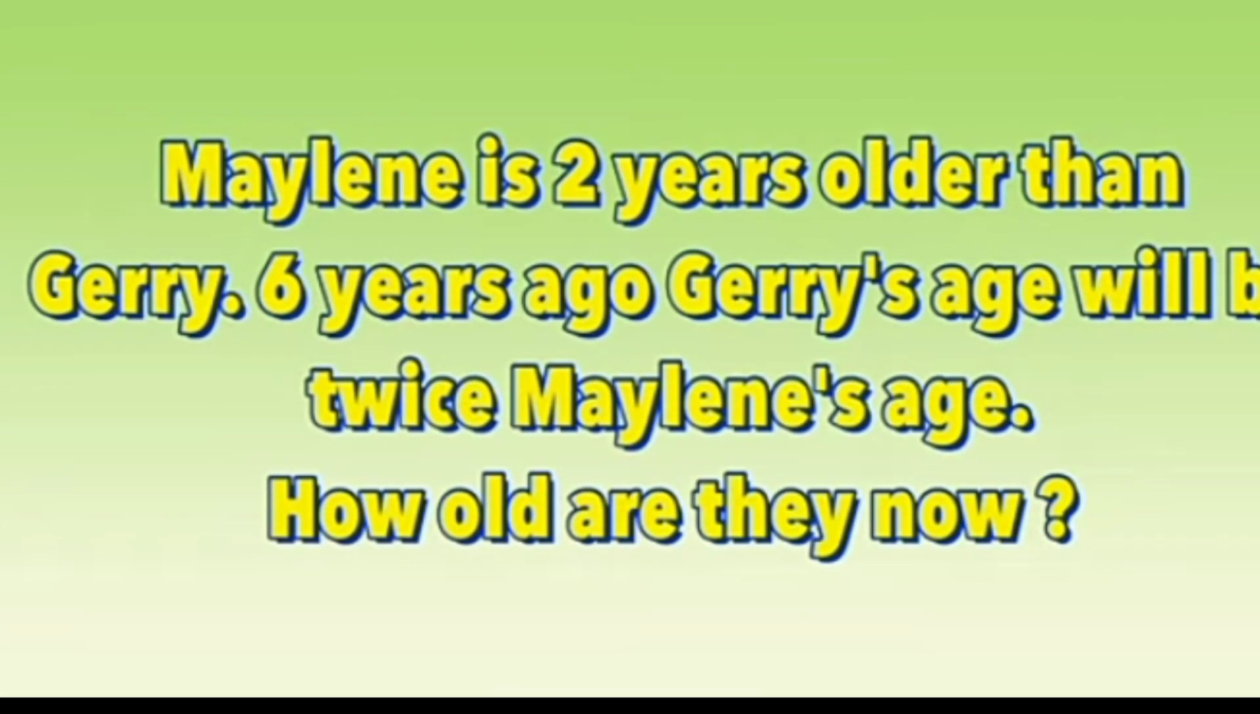Okay, next problem, number 6. Milan is 2 years older than Jerry. 6 years ago, Milan's age was twice Jerry's age. How old are they now? So it's asking for the present age.